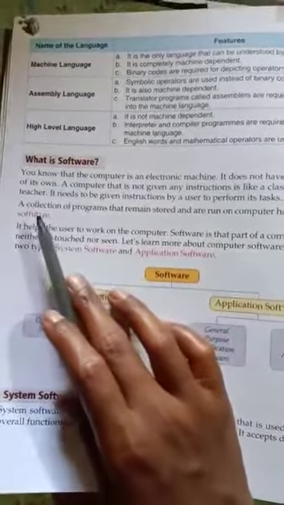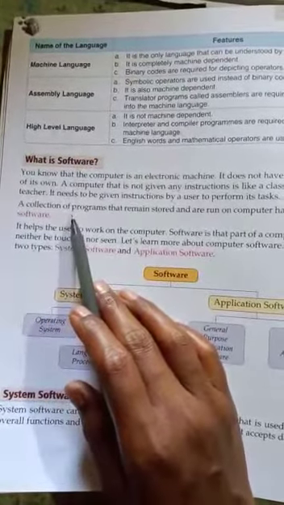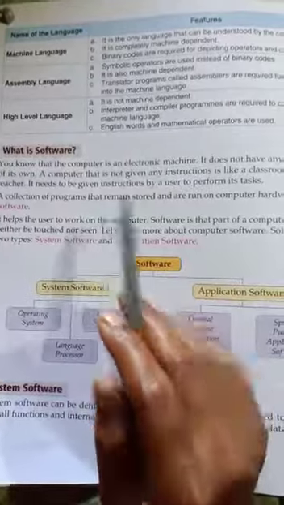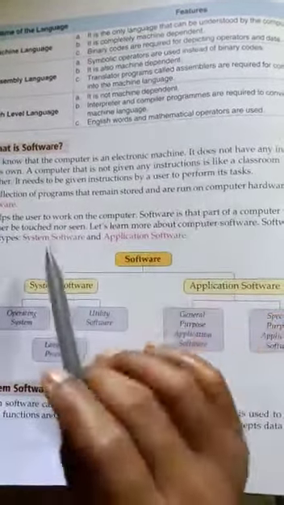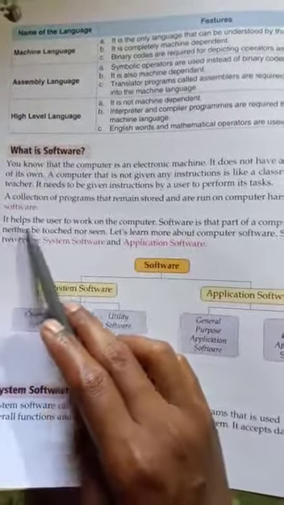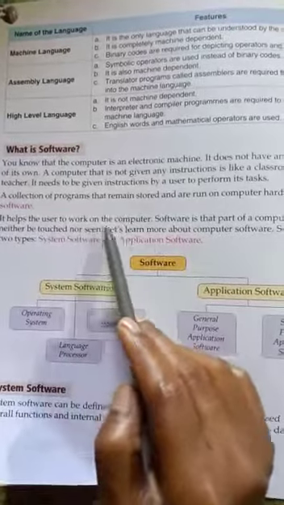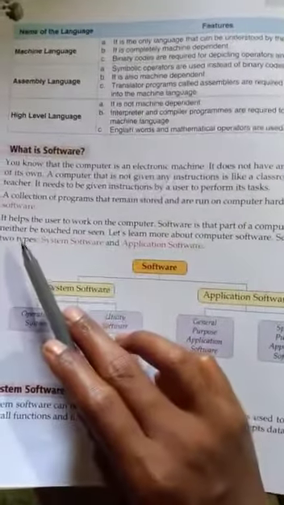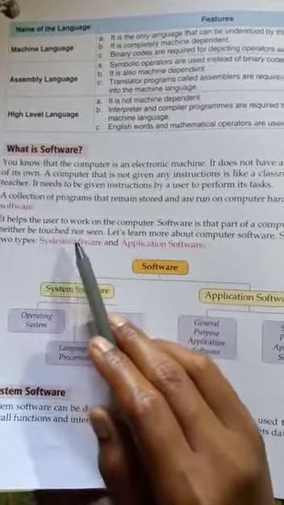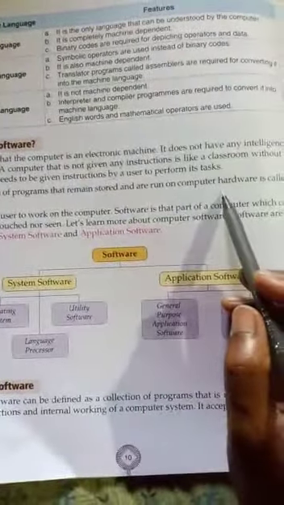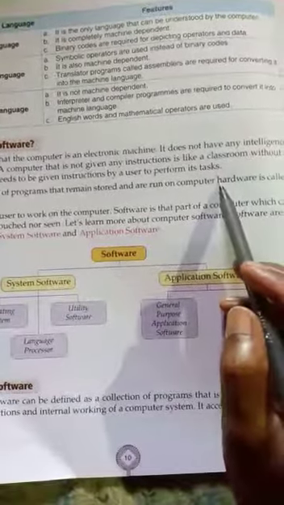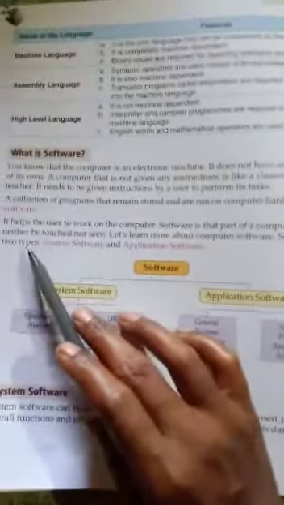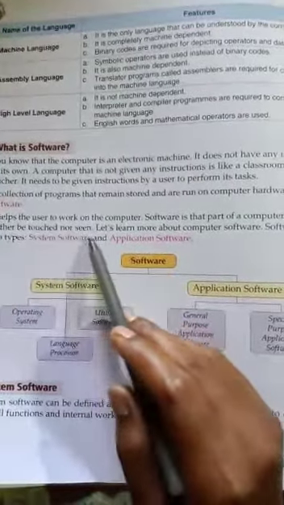So what is software? Software is a collection of programs. Software is a collection of programs that remain stored and are run on computer hardware. Software helps the user to work on the computer. So software is that part of a computer which can neither be touched nor seen, but we can see, touch or feel the computer hardware, but software is the part of a computer which can neither be touched nor seen.